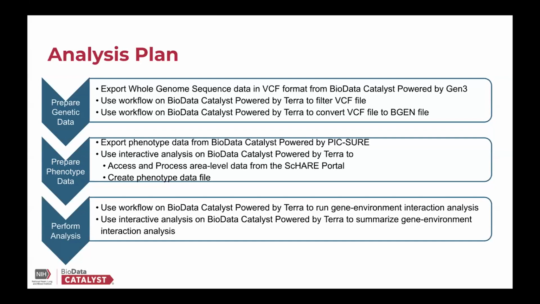After preparing the genetic data, we would prepare the phenotype data. We would export the phenotype data from BioData Catalyst powered by PIC-SURE, and then we used interactive analysis on BioData Catalyst powered by Terra to access and process area-level data from the ScHARe portal and create the phenotype file. After that, we performed the analysis. We used the workflow on BioData Catalyst powered by Terra to run the gene-environment interaction analysis, and after that, we used interactive analysis on BioData Catalyst powered by Terra to summarize the gene-environment interaction analysis through Manhattan plots and QQ plots. I'll show images of the Manhattan plots later on.